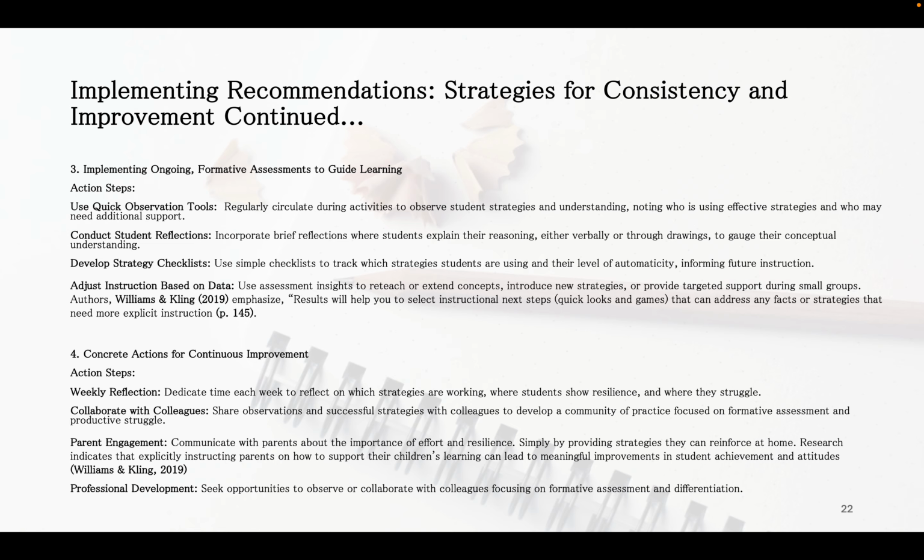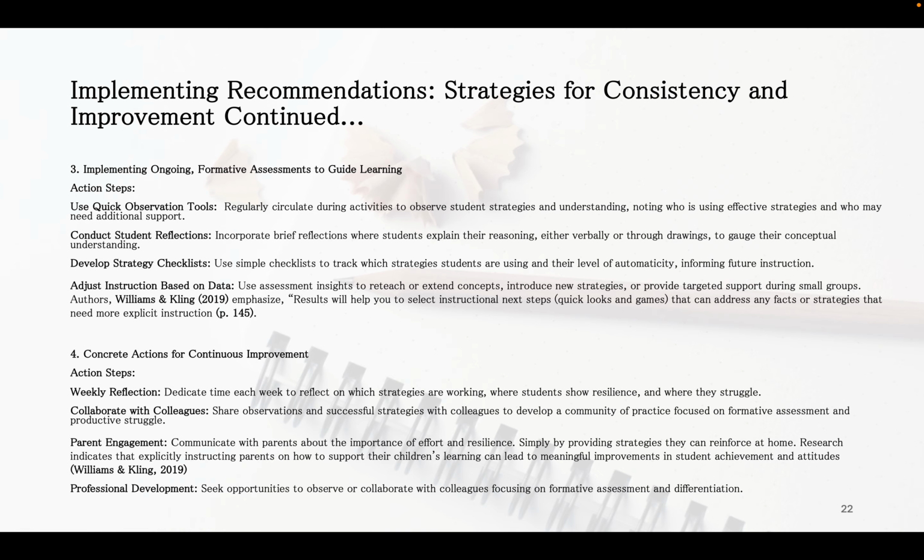And so, implementing ongoing formative assessments to guide learning. Regularly, I think I can use quick observation tools such as circulating during activities to observe student strategies and understanding. Note who is using effective strategies and who may need additional support. Conduct student reflections: incorporate brief reflections where students explain their reasoning either verbally or through drawings. Engage their conceptual understanding. Develop a strategy checklist.